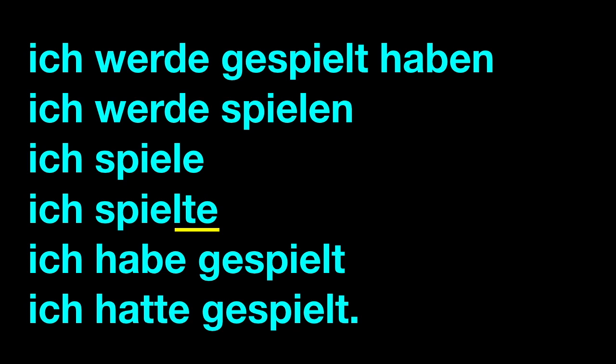Now each of these 6 forms has its own fancy grammatical name. We'll talk about that in some other video. But right now realize these are the 6 basic indicative verb forms. Watch this video over 2 or 3 times and they'll become familiar.